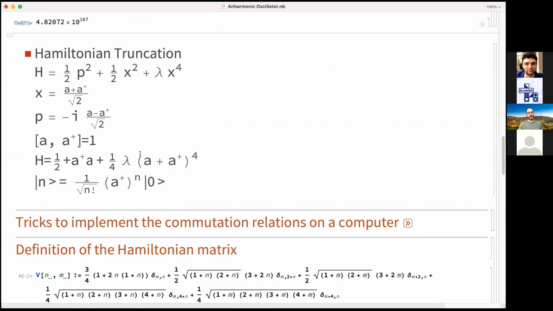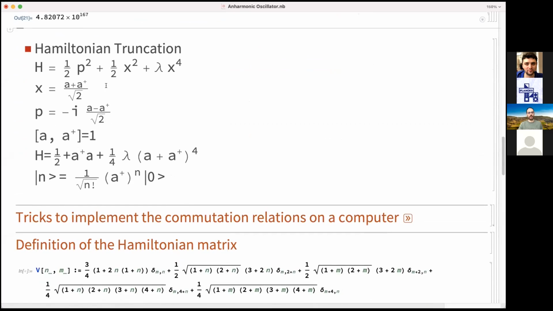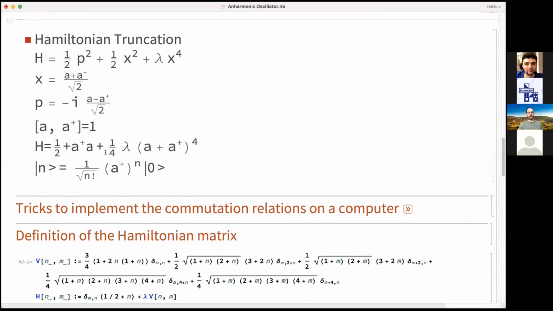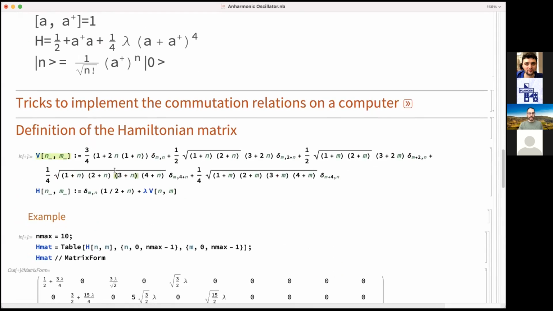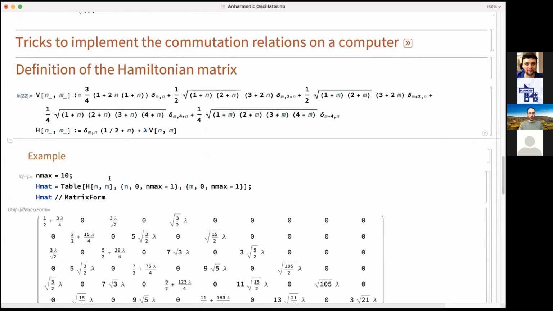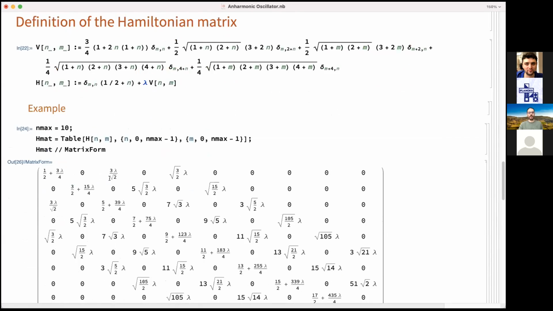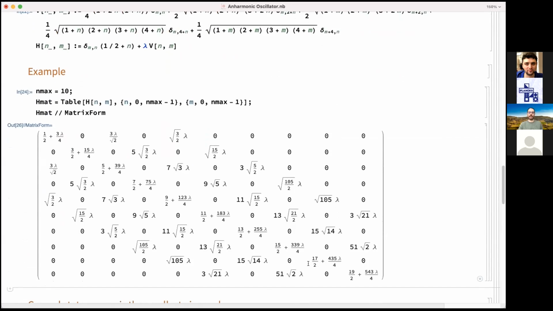And here I did the Hamiltonian truncation. Okay, so here you have this Hamiltonian truncation, and here is the matrix. Let me show you the matrix of the Hamiltonian. So here, if I take the first 10 states, this is the matrix.